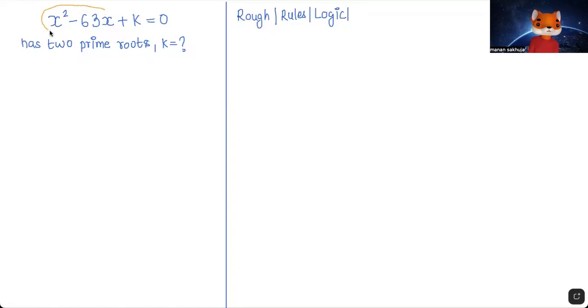Hi students. So this is the equation given to us, and it's told this equation has two prime roots. We need to find the value of k. So this is our rough part, or the logic or the rules we're gonna use.